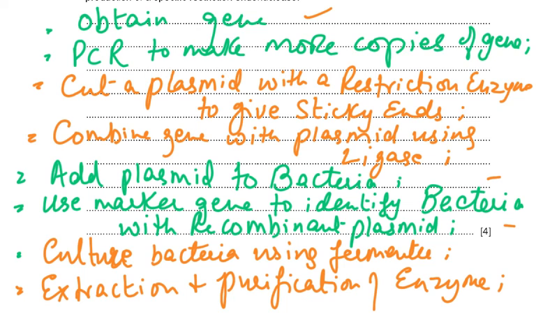We don't want to culture all the bacteria. We only want to culture the ones which have the desired gene that we have put into it. And they culture the bacteria using a fermenter, then extract and purify the enzyme.